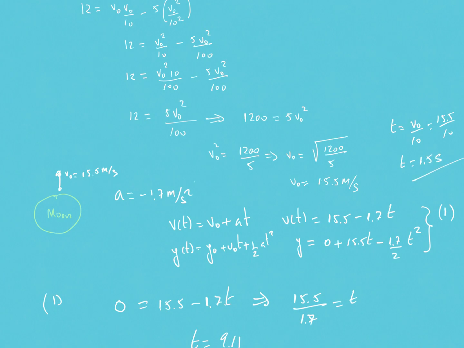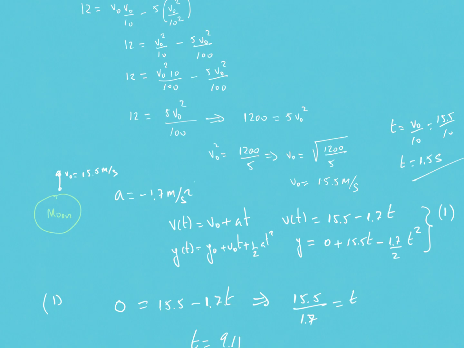Perfect. Now we do the same experiment, but on the Moon. We launch the same object at 15.5 meters per second on the Moon, where the acceleration is minus 1.7 meters per second squared. So this means that the Moon produces a change in velocity of 1.7 meters per second in every second. Also, it decreases the velocity because of the minus sign.